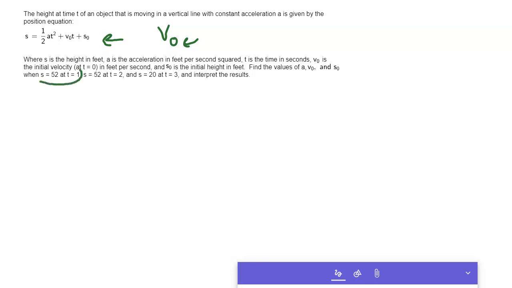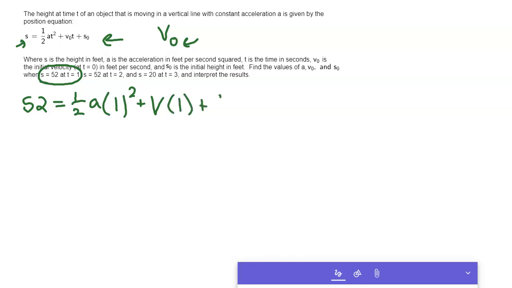So here's the deal. If you have s is 52 at time 1 second, you'd plug that into this formula. So instead of s here, we'd put a 52. So 52 equals 1/2 a times 1 squared plus v times 1 plus s. I'm not going to put the subscripted 0 with it; I'm just going to leave it v, and again, I'll take the subscripted 0 off from s. So that's the first set.